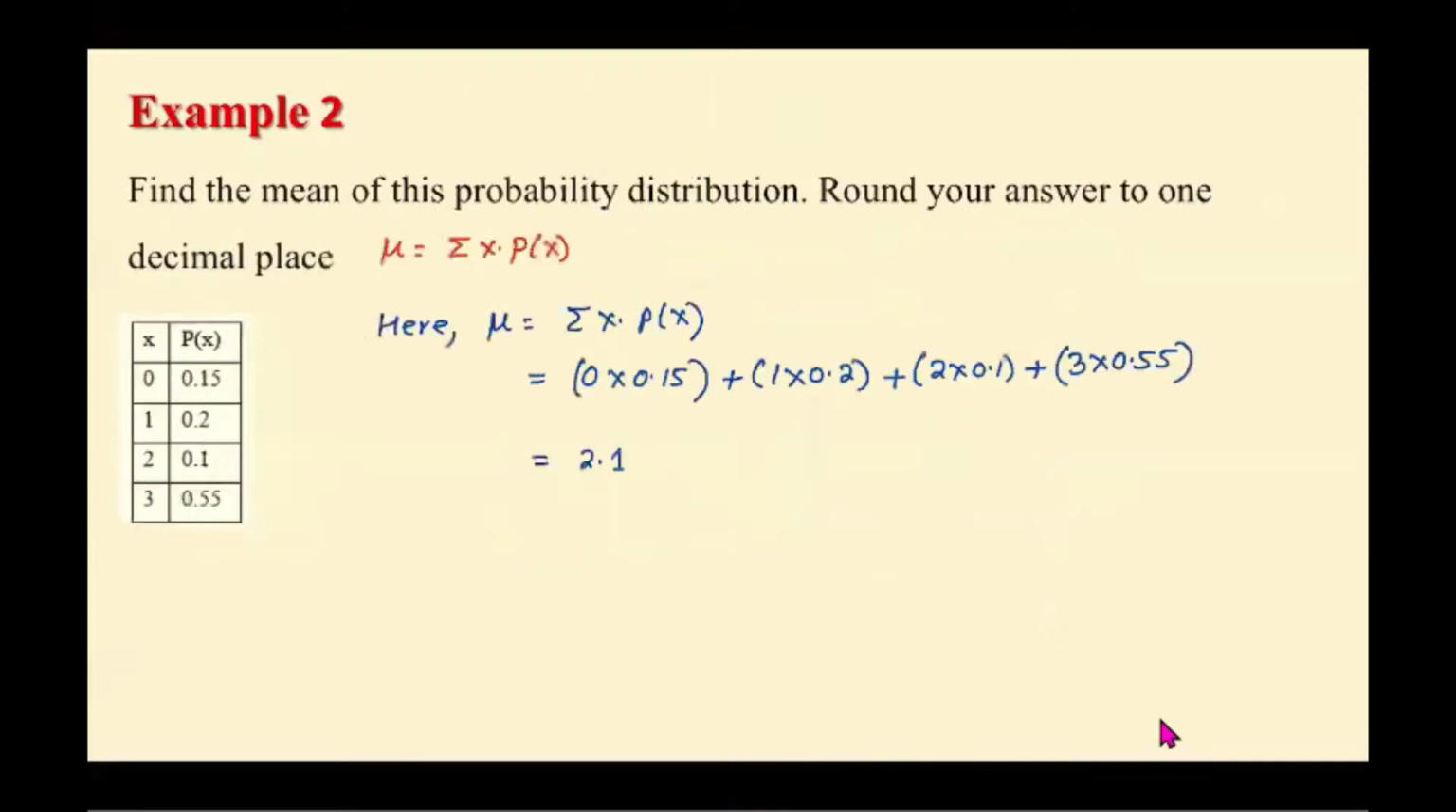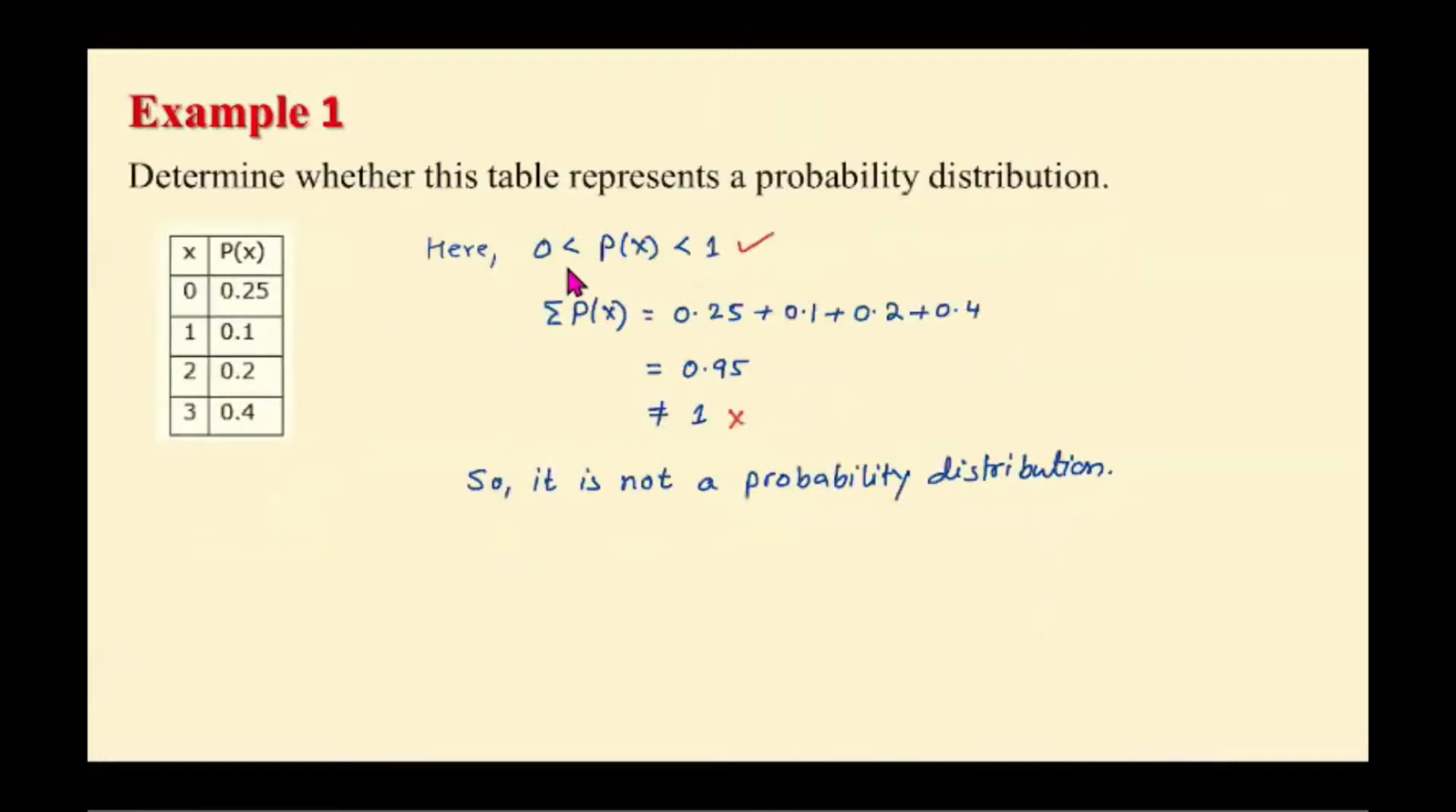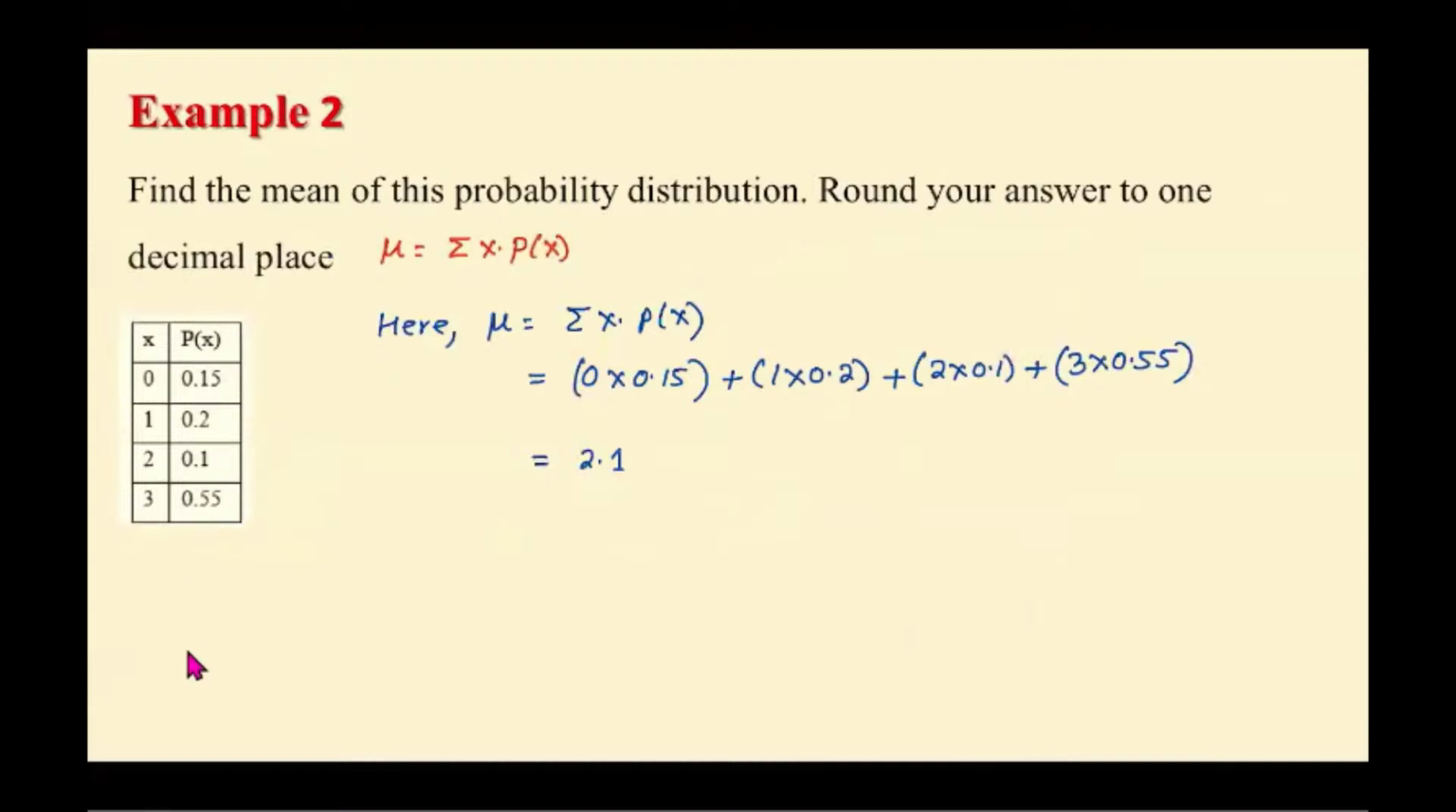The first thing we need to know in a probability distribution is to check whether it's a probability distribution or not. For that, all probabilities must be between 0 and 1, and the sum of all probabilities must be 1. In this case, the first condition is true, the second condition is not true, so this is not a probability distribution. In the second example, if this is the probability distribution, we are asked to find the mean. Mean is the sum of x times p of x. So we multiply x and p of x, and then we add them together. That's how we can find the mean.